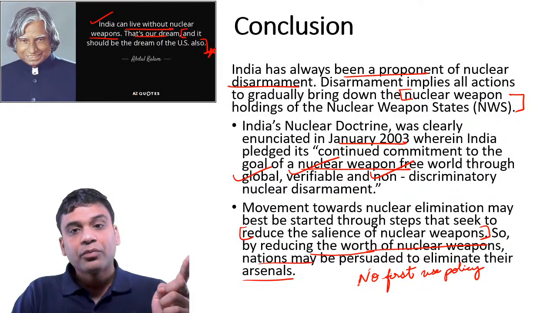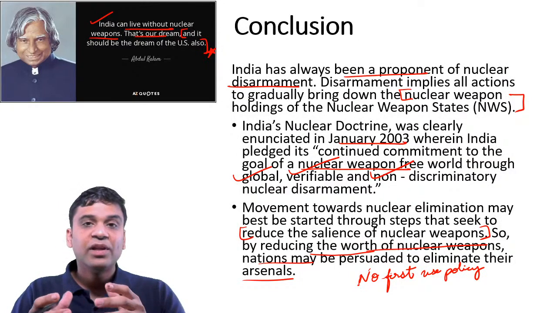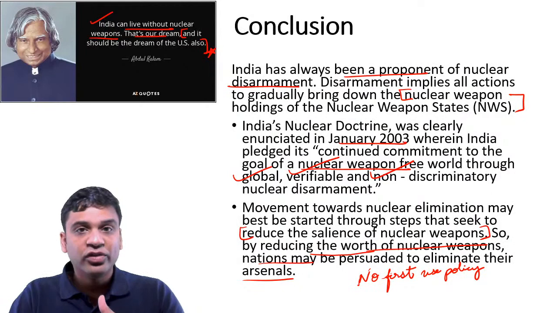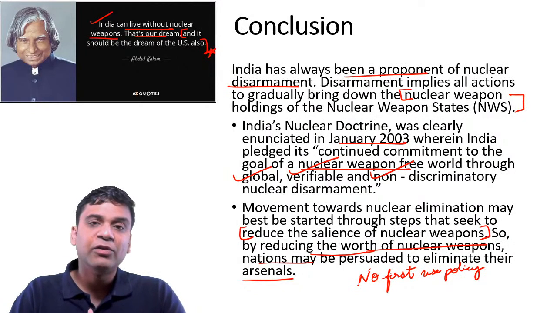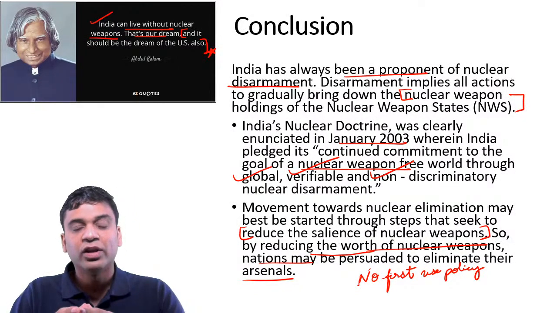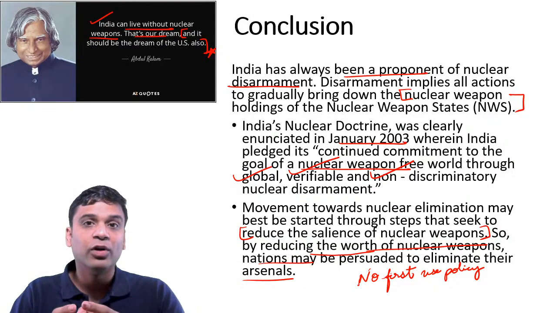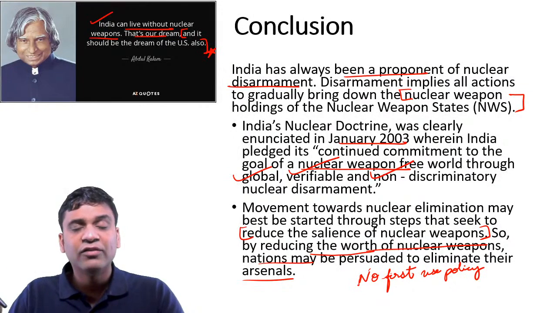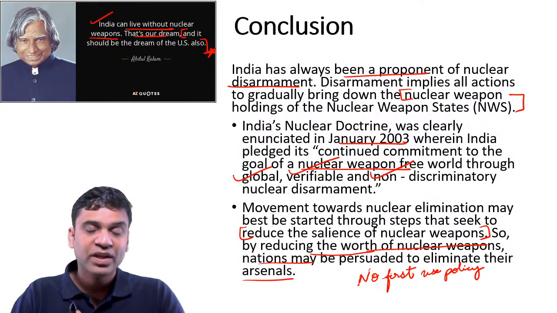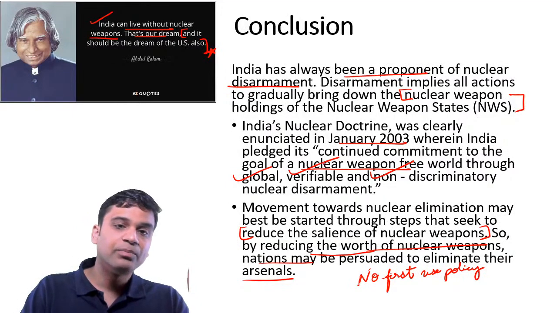But the worth of nuclear weapons can only be reduced if you're not using them. We have never used, India has never used. If this continues for maybe the next 40, 50 years where we're having a nuclear free world, nuclear peace, then of course nobody will focus on investing so much money in nuclear weapons. So that should be our strategy. So we should reduce the salience of nuclear weapons.